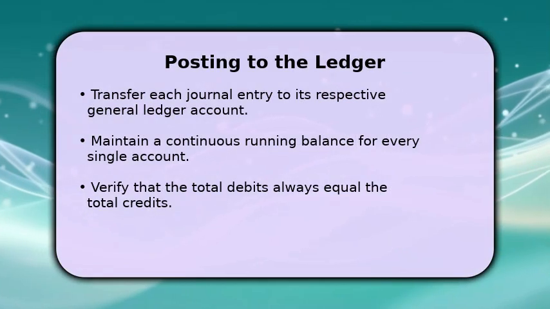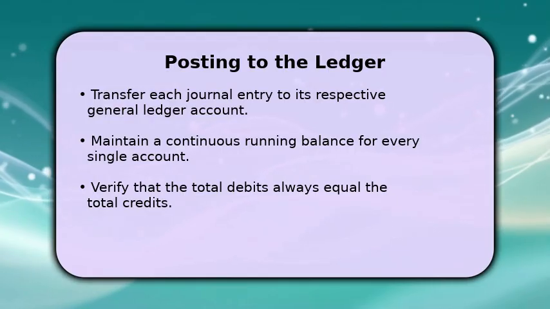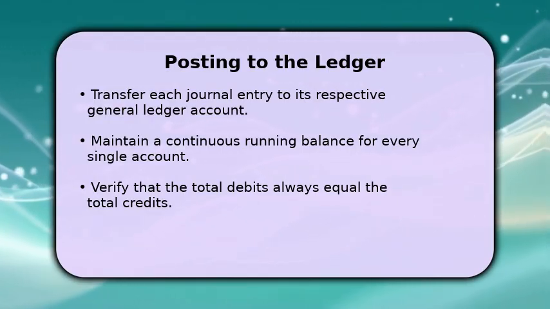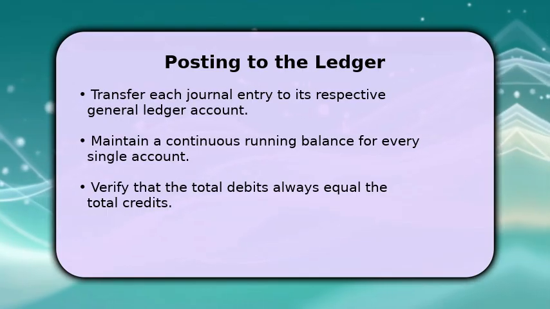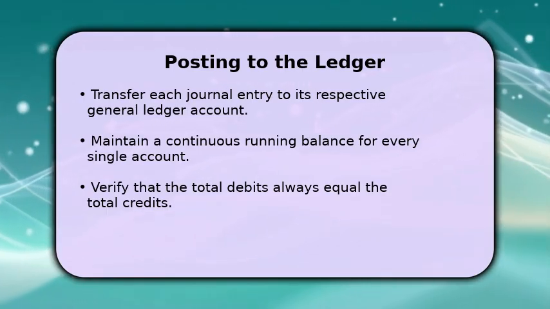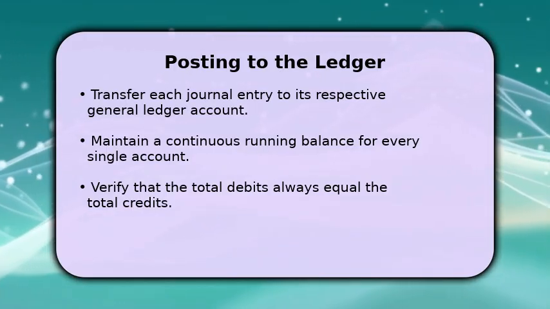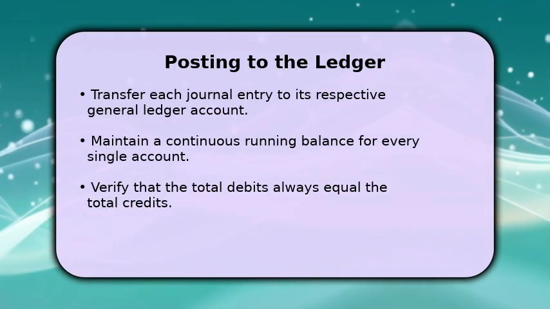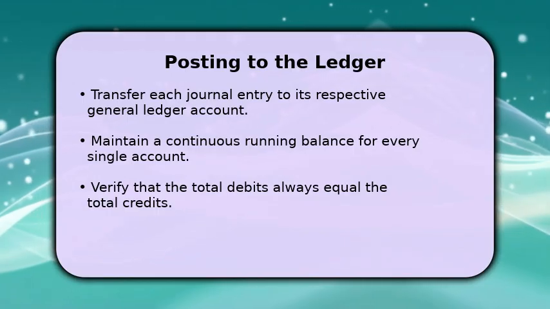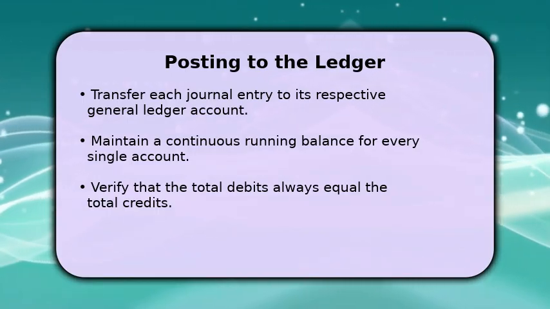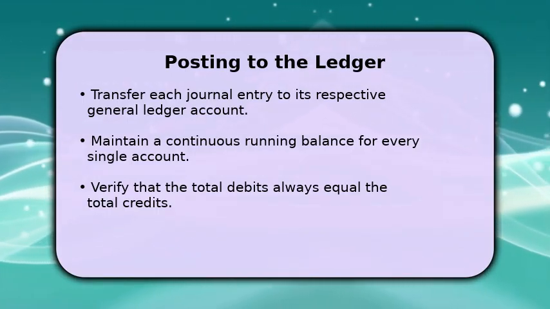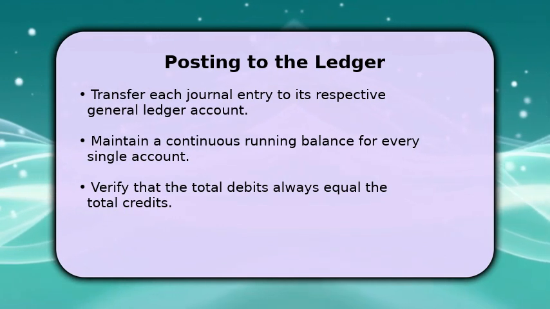After journaling, the next step is posting to the ledger. This involves transferring each journal entry to its corresponding individual ledger account. For example, a cash debit from the journal goes to the cash ledger account. You'll then update the running balance for each account. This systematic transfer helps organize financial data and ensures the overall accounting equation remains perfectly balanced.